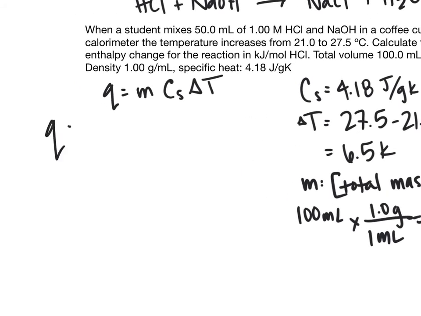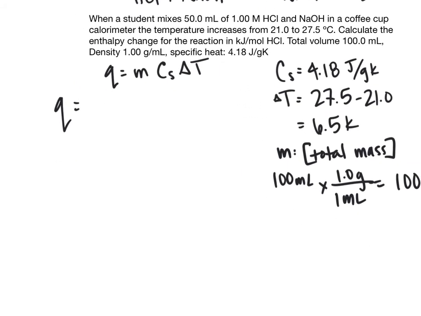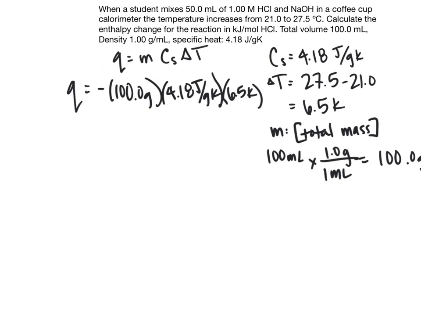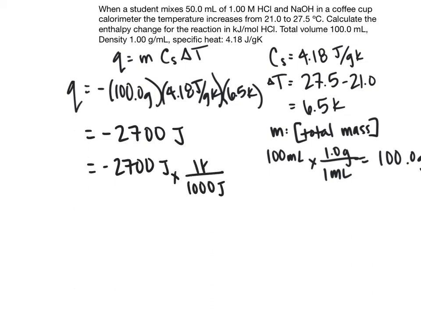So now we can start to plug this into our calculator. Q equals negative 100.0 grams times 4.18 joules per gram Kelvin times a delta T of 6.5 Kelvin. When we plug this into our calculator, we will get negative 2,700 joules. But the question asks for it in kilojoules, so we take our negative 2,700 joules, and there are 1,000 joules in 1 kilojoule, so we get negative 2.7 kilojoules.